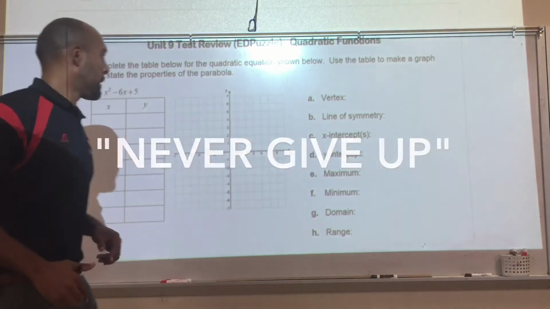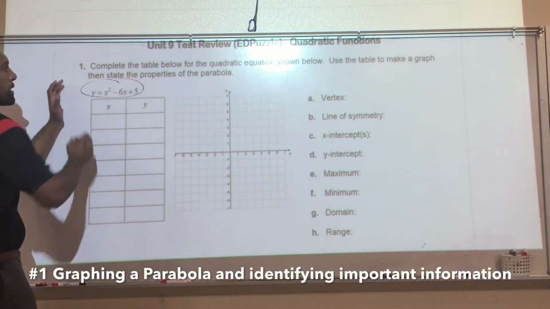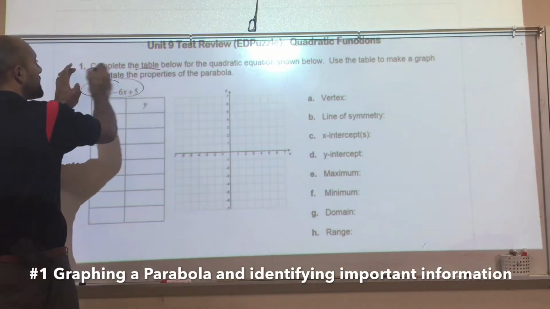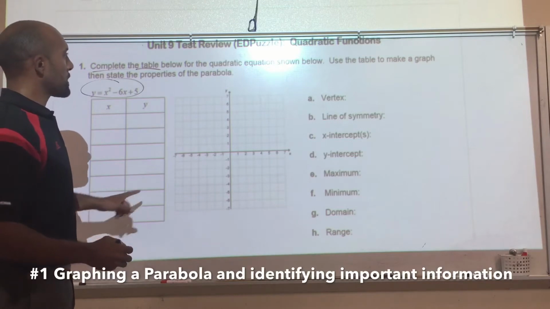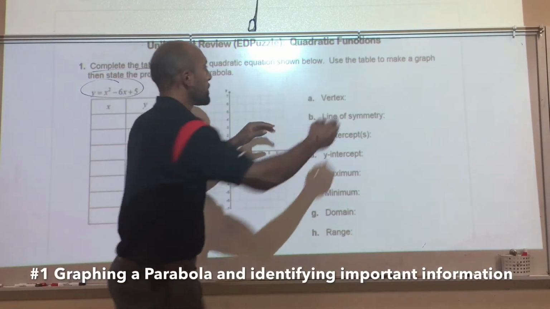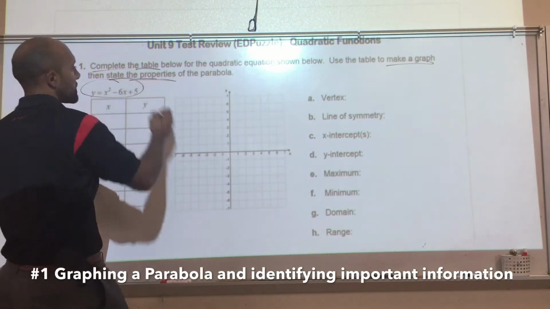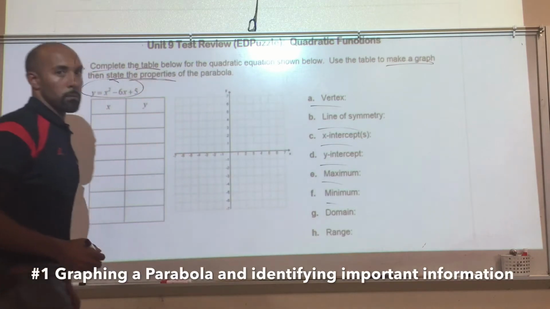Ready? Let's study. All right, so first thing is, we have this equation, and this question is asking us to complete the table, so we have to fill in all these missing x and y coordinates, and we're going to use the table to make a graph, and then we have to state these important pieces of information here, to the right.